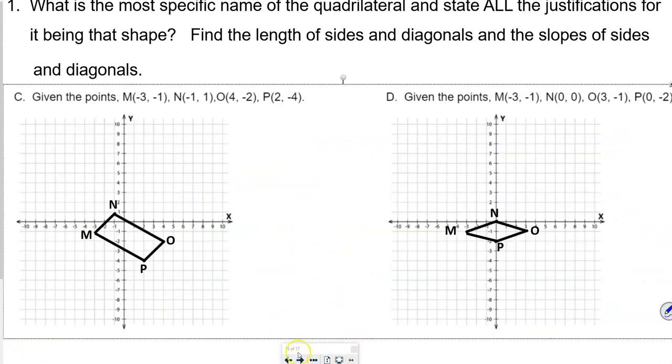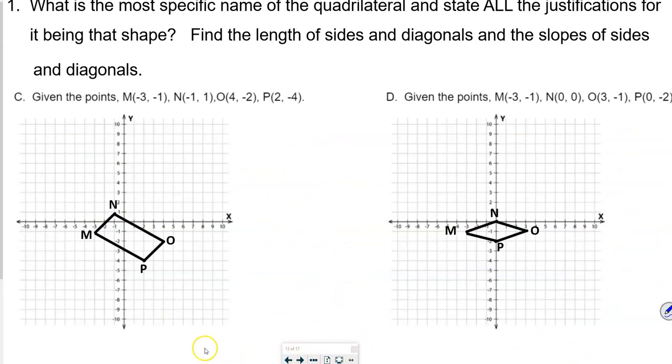All right, so the next one I plotted was MNOP. This one looks to me like it could be a parallelogram, right? So again, we're going to do the same things. We're going to find the length of MN, OP, NO, and MP. We're going to look at our diagonals. We're going to look at it all. Okay, same way we did before.